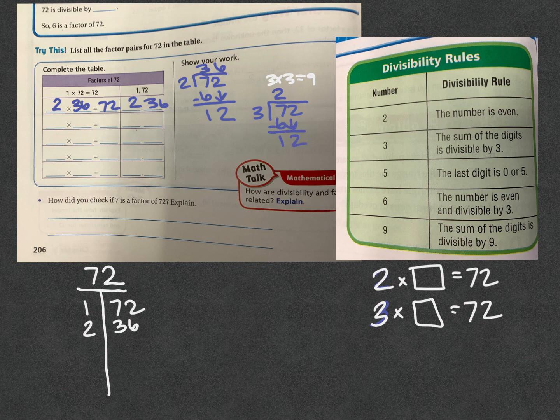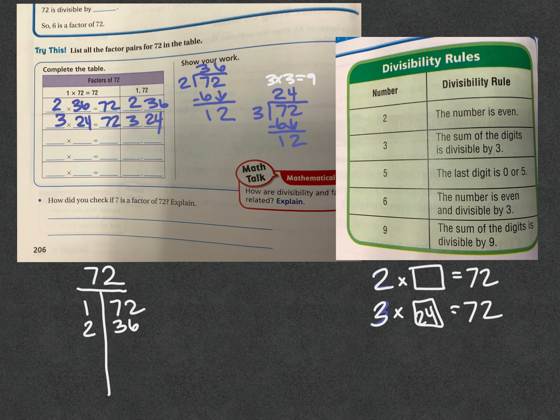Bring down the 2. And 3 times what number gives me 12? 3 times 4 gives me 12. Okay, so that other factor, the one that was missing over here, is 24. So let's go ahead and write that in. 3 times 24 equals 72. Factors are 3 and 24.